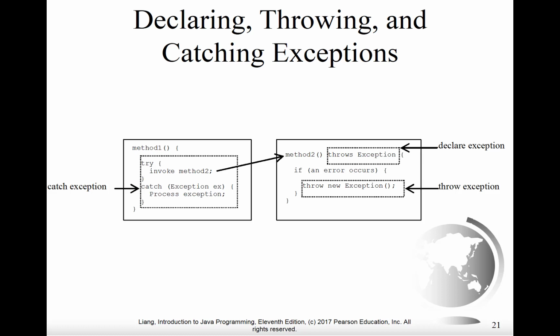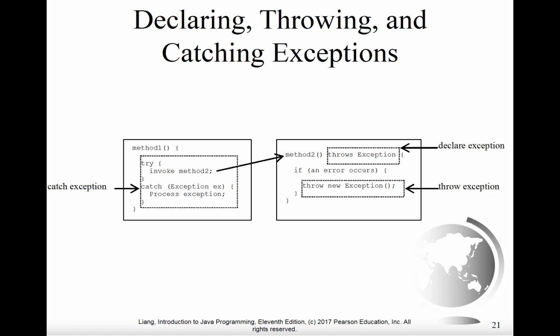So if you look at the right hand side of the slide here, method 2, we don't deal with the exception within this code. We simply state that it throws an exception. Presumably it's called by method number 1 on the left side. You can see that here because method number 1 has a try block, and within that try block it invokes method number 2, and that is where an exception can occur.